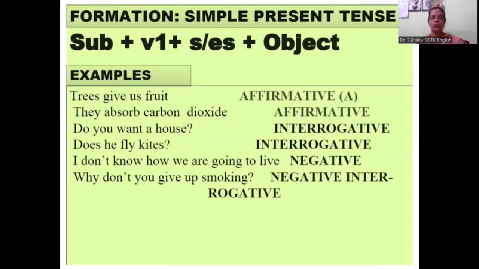Trees give us fruit. They absorb carbon dioxide. These are all, always, positive. Always trees absorb carbon dioxide. It is positive. Do you want a house? So when you see here, in all the types of sentences, we form tenses.